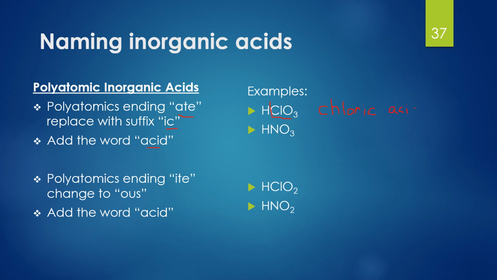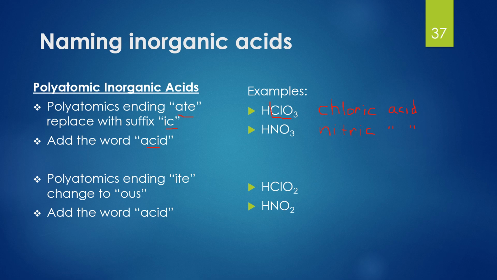Now looking at the next example, we have hydrogen with the NO3 polyatomic. If you remember, NO3 is nitrate with an ATE ending. So we want to replace that ATE ending with ic, so it's going to become nitric acid. I'm just going to put quotes here so I don't have to try to write it with this funky pen.